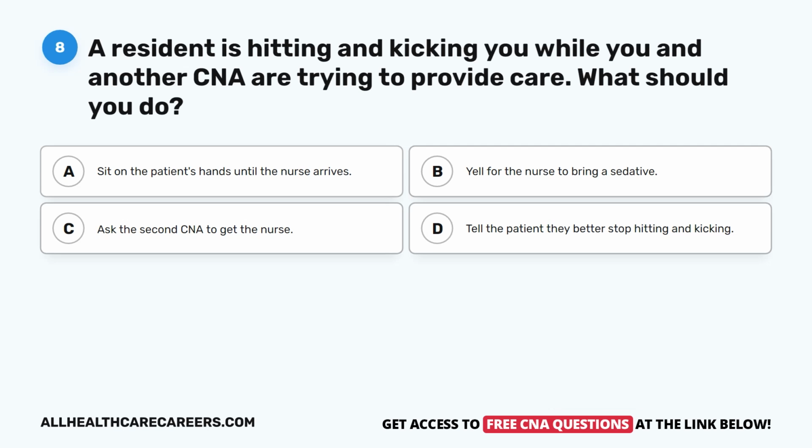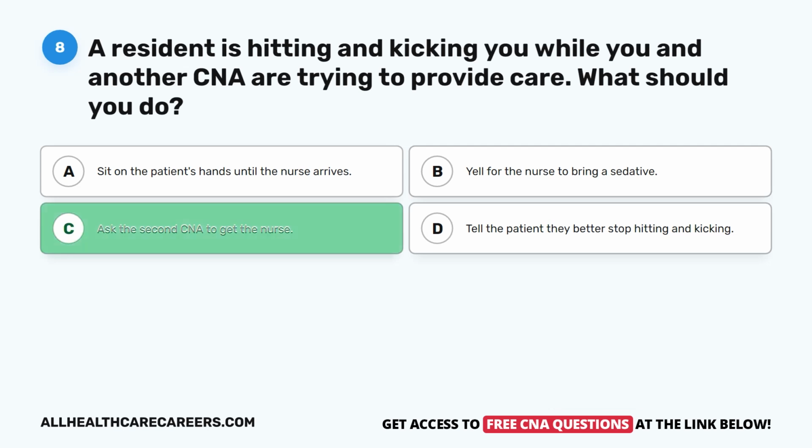Question 8. A resident is hitting and kicking you while you and another CNA are trying to provide care. What should you do? A. Sit on the patient's hands until the nurse arrives. B. Yell for the nurse to bring a sedative. C. Ask the second CNA to get the nurse. D. Tell the patient they better stop hitting and kicking.